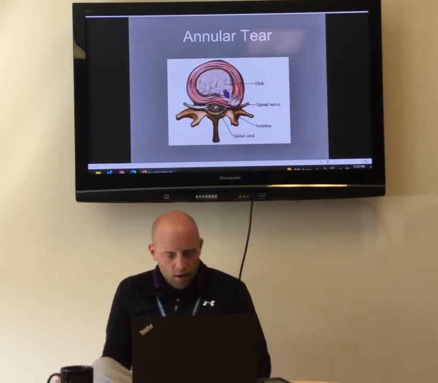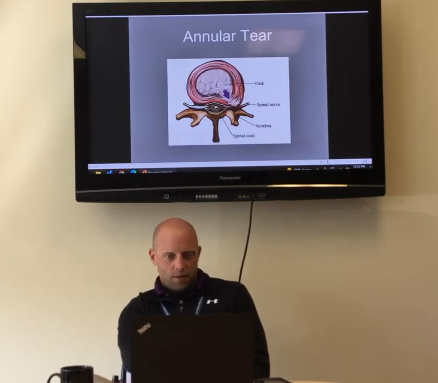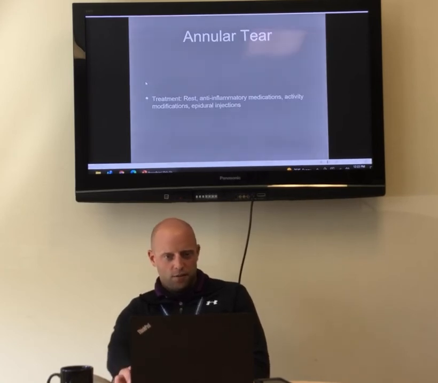Here's an annular tear with a bulge, and you can see some of that nuclear material is being squeezed out into the layers where it's not supposed to be, causing bulging and pressure on the nerve, inflammation, etc.